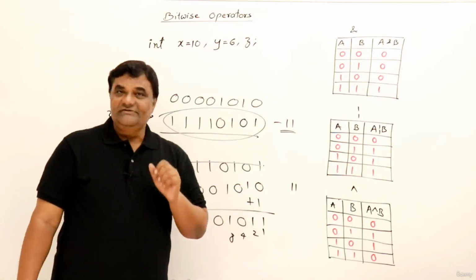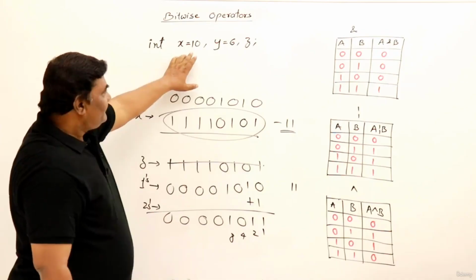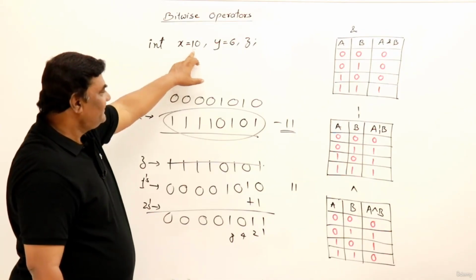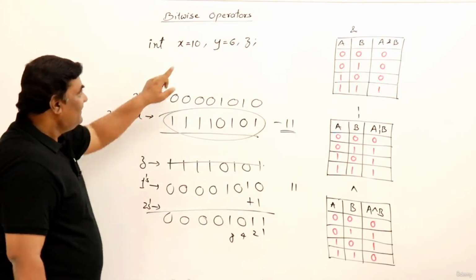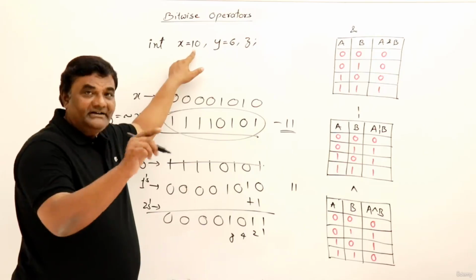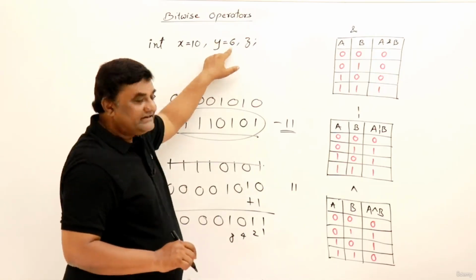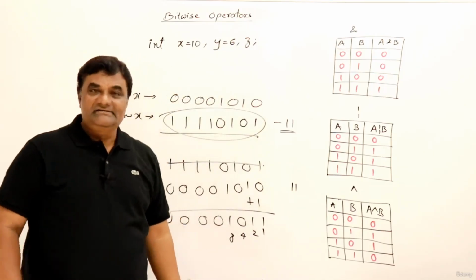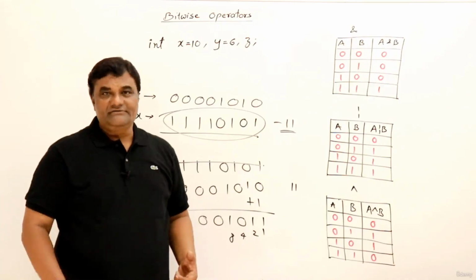So one thing you can observe here is that if you take the not, or negation, of any number, then if it is 10, it will become minus 11. If it is 6, then it will become minus 7. This is one thing you can observe.